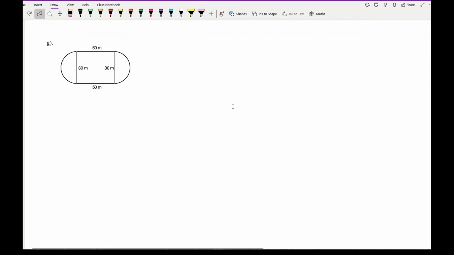So now looking at question G, which is again a very popular question. So here you can see that if I start at this side, this length here is 50 and this length here is 50. Now one thing I noticed is that this is a semicircle and this is a semicircle, and those lengths are the same. Now two semicircles make a full circle, but I'm going to work this out separately. So here I've got the diameter, which is 30. So to work out one of those semicircles, it's going to be pi times the diameter divided by 2, which again is going to give me 15 pi.